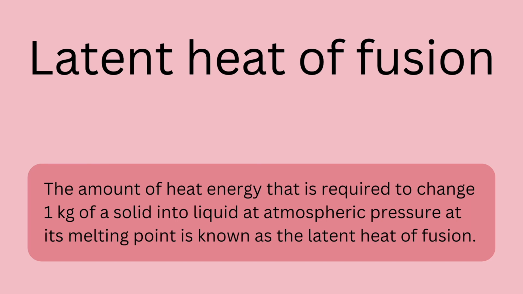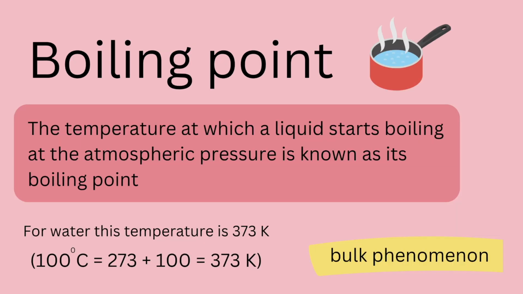So this is just a combination of latent heat and fusion: the amount of energy required to melt 1 kilogram of solid into liquid at atmospheric pressure at its melting point. The next comes boiling point. Boiling point is the temperature at which a liquid starts boiling at atmospheric pressure. And boiling is generally a bulk phenomenon. A lot of molecules gain energy simultaneously and evaporate. So it's a bulk phenomenon. And for water, the boiling point is 373 Kelvin, which is also 100 degrees Celsius.